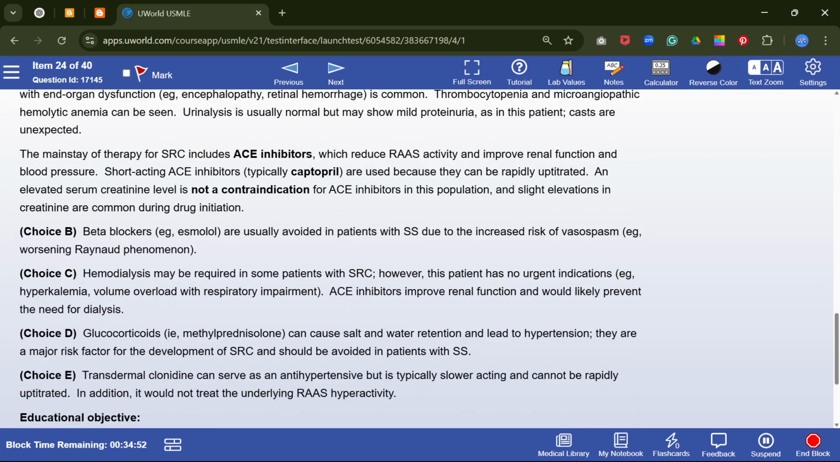Beta blockers are usually avoided in systemic sclerosis due to increased risk of vasospasm and worsening Raynaud's phenomenon. Hemodialysis may be required in some patients with scleroderma renal crisis. However, this patient has no urgent indication, such as hyperkalemia or volume overload with respiratory impairment. ACE inhibitors improve renal function and would likely prevent the need for dialysis.